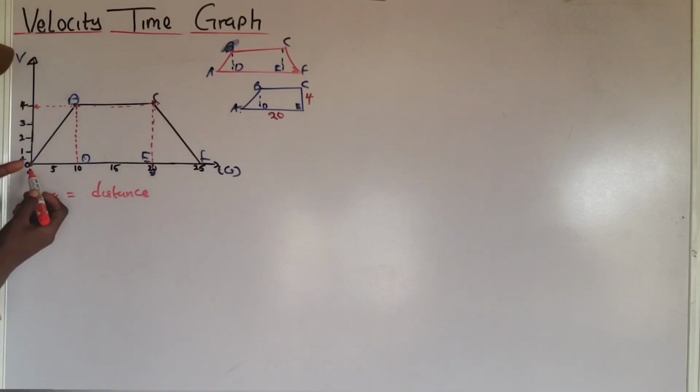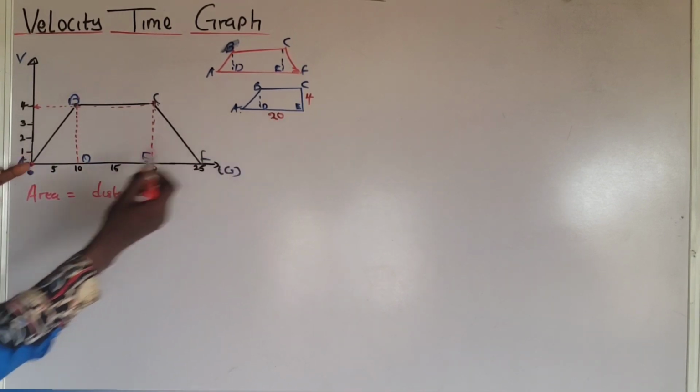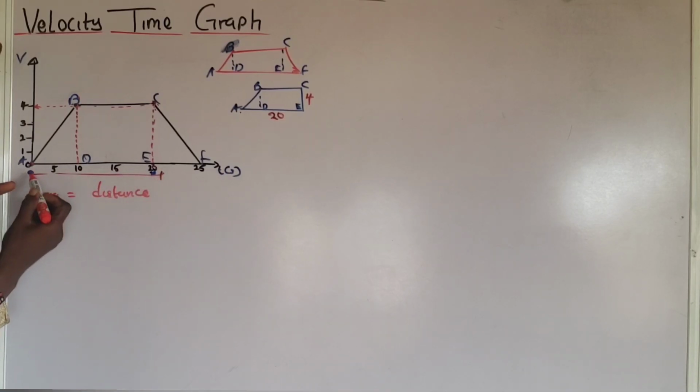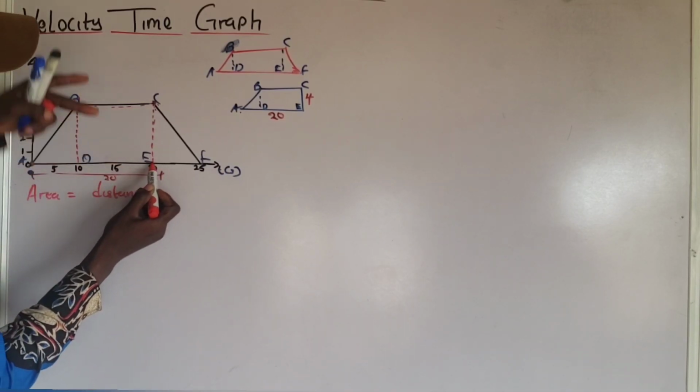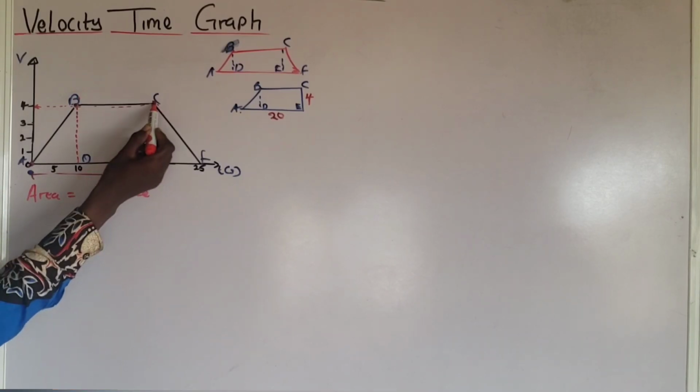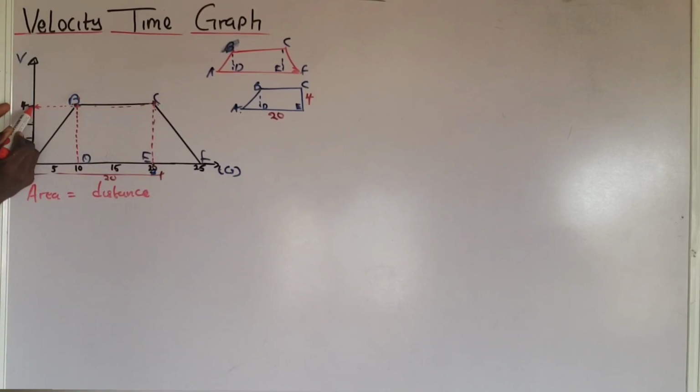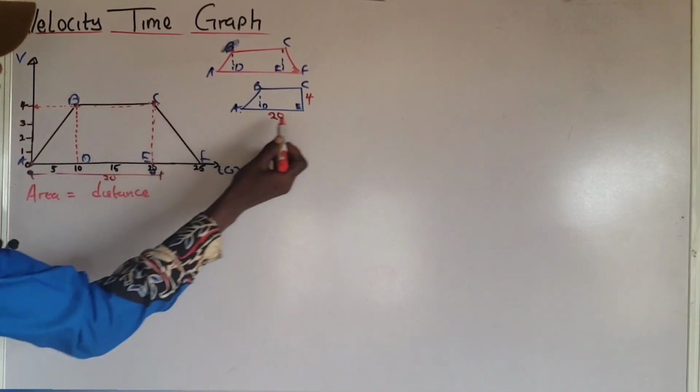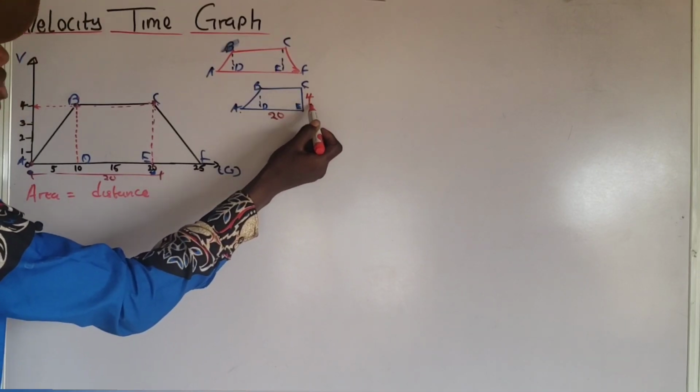You understand? Now the distance from this point to this point, which is from A to E, is 20. That is the distance from this point to this point. And the distance from this point to this point, that is 4. Because when you trace it from this point, you trace it to the velocity side. The velocity is represented along the y-axis. You understand? Hello? The velocity is represented along the y-axis. So if you trace it to the velocity side, you are going to discover that the corresponding value of the velocity is 4. So from this point to this point, which is E to C, is 4.